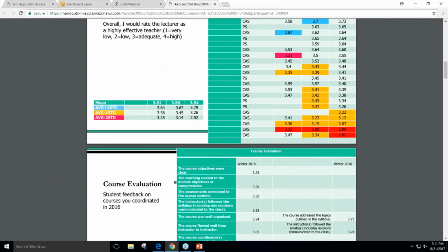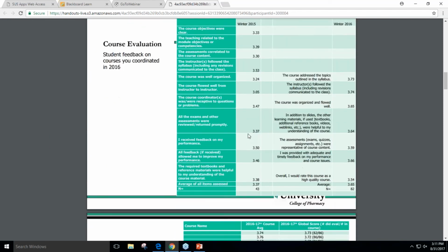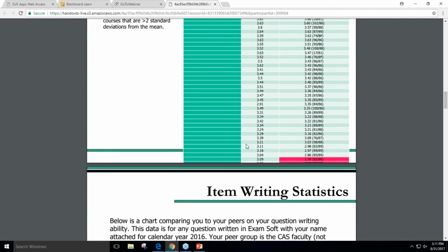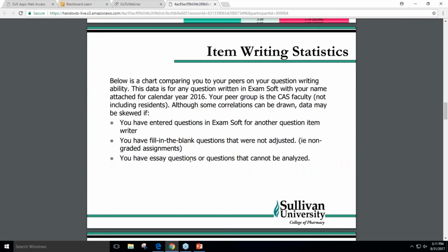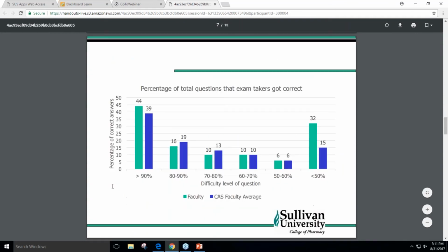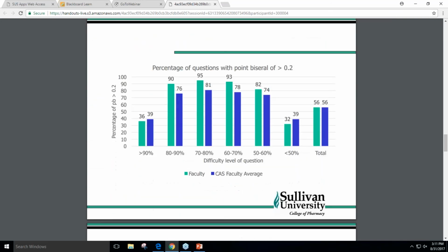If you coordinate a course, we also provide you the information regarding your course and how it compares to other courses. And this is that course ranking. So you can see where your course fits in, also with a standard deviation mix. And this is the item writing statistics, and we're going to go into this in detail further, so I'll kind of skip through this. But it shows you where your items fall as far as the difficulty level, the quality of the item, and then an analysis of that item.